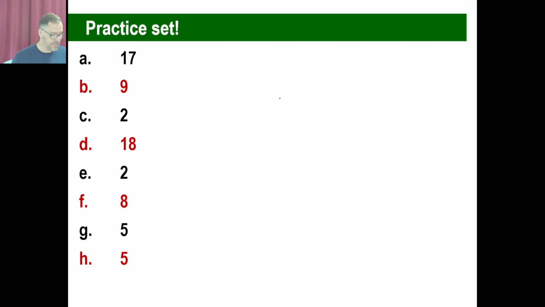The last two, G, top first. 15 divided by 3 is 5. And then again, top first, 20 divided by 4 is also 5.